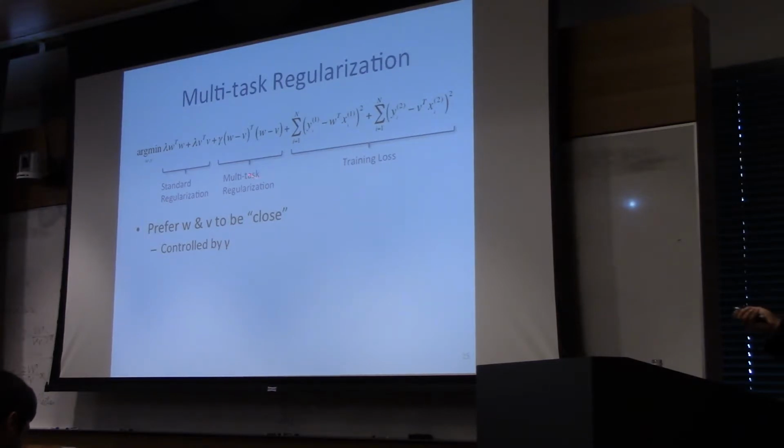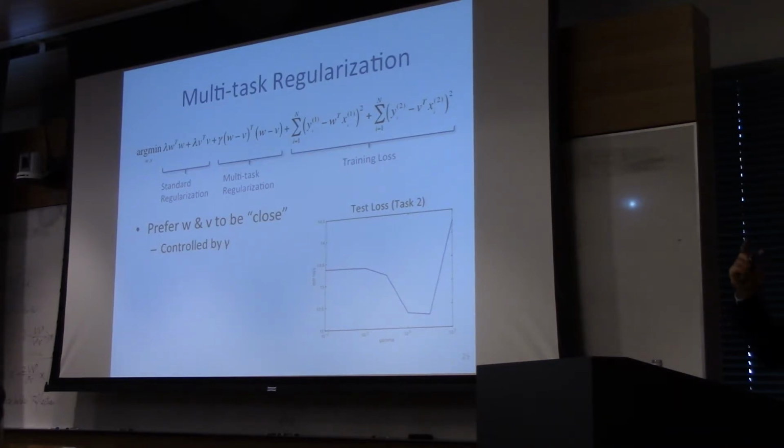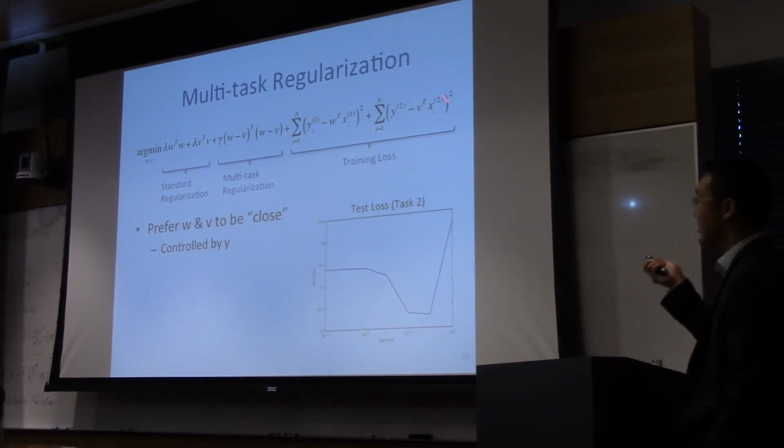And so here I'm penalizing the square distance between W and V. So this is one instance of multitask regularization, where how much we prefer W and V to be close to each other is controlled by this new regularization term gamma. And so here's an instance of test loss on task 2 for different values of gamma. Again, this is from synthetic data that I created, where the two prediction tasks are close to each other.